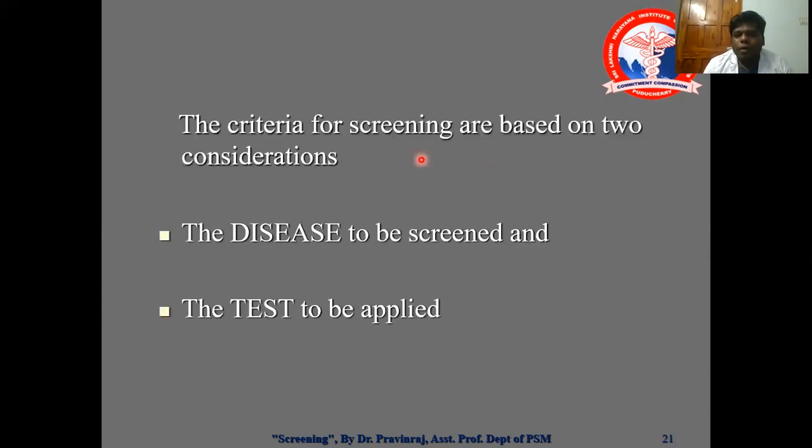So now we are going to see on what criteria a screening test should be picked. We are going to see two points. One is according to the disease, what criteria it should have. Then according to the test, what criteria it should have.